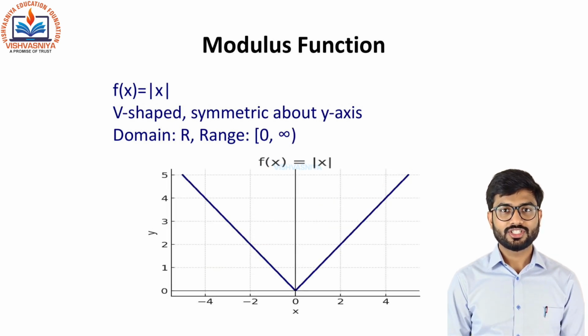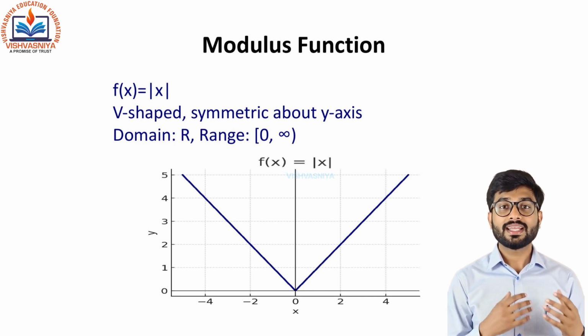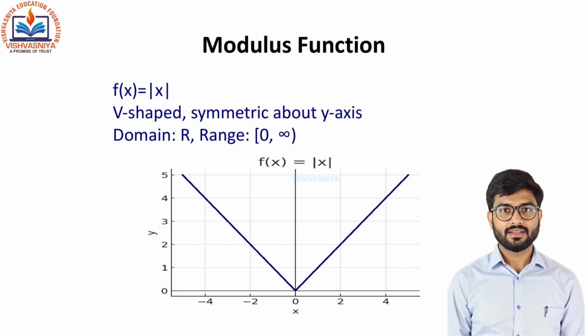The modulus function gives the absolute value of x. We write f(x) is equal to modulus of x. For example, modulus of 2 is 2 and modulus of minus 2 is also 2. The graph looks like the letter V, opening upward. Domain all real numbers, range 0 to infinity.